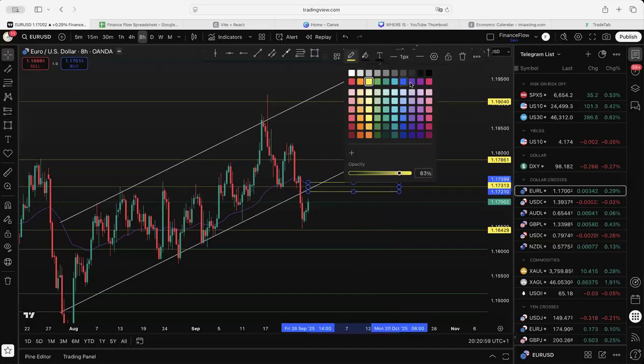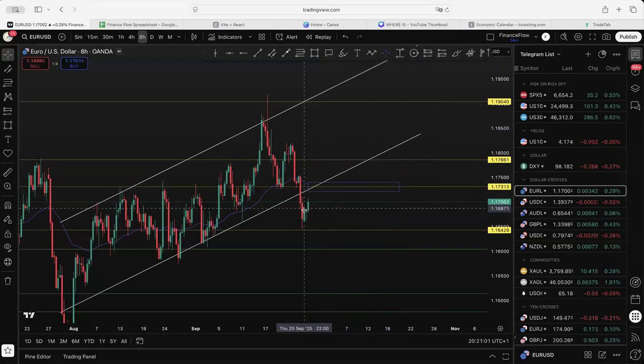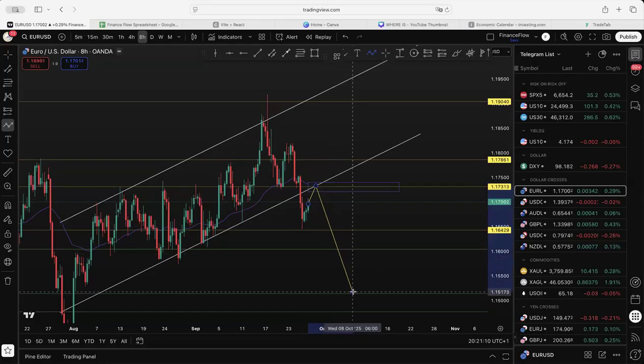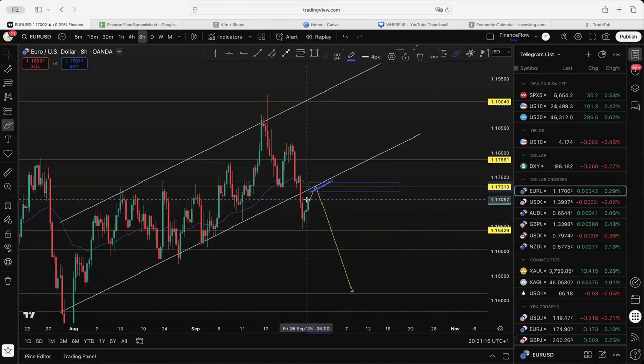This would probably be the only potential entry here. I'd like to see something like this happen, and then some downside movement. We'll obviously have to see how much downside movement we can get. If this one breaks here, right? If this breaks, then yes, we would be potentially just monitoring this level here.